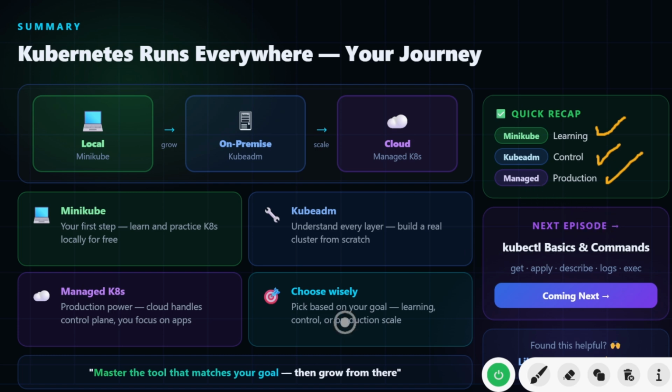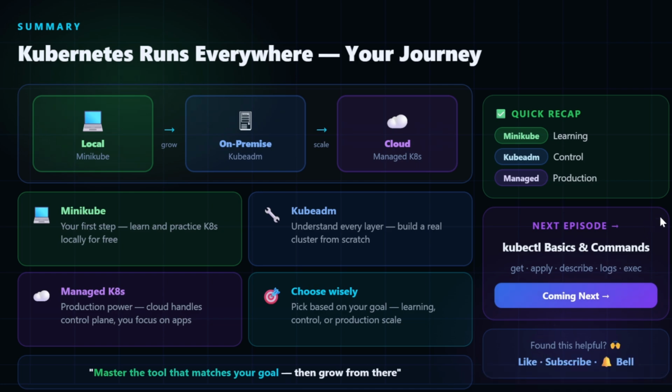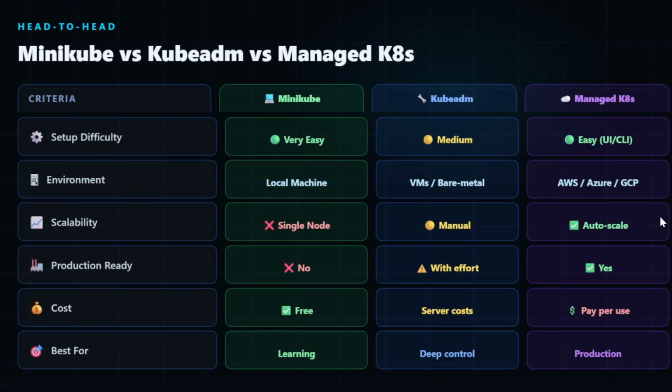Master the one tool that exactly matches your goal, and then you can grow from there, and understanding the other things is also very simple. The underlying concept is the same. And in the upcoming video we'll be seeing the basic Kubernetes commands. kubectl is the Kubernetes command line interface. That includes get, apply, describe, logs, exec. These are some basic commands we'll be seeing. And if possible, I will also include the practicals for this. By that, you will get more understanding of how exactly to set up and how to use the commands.